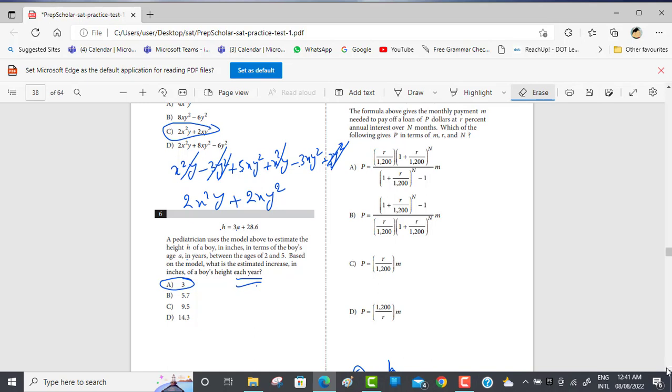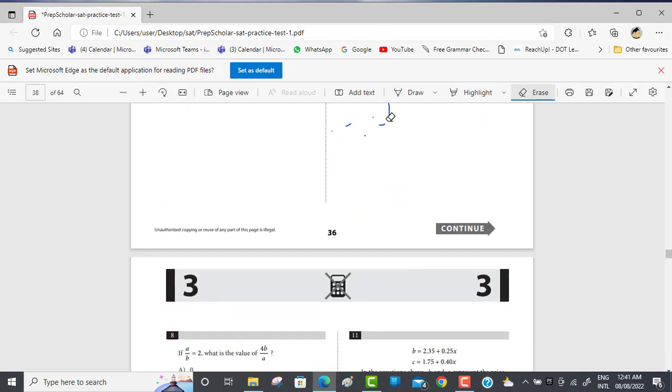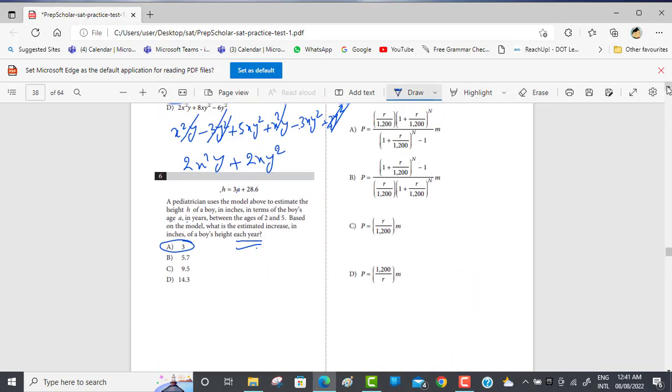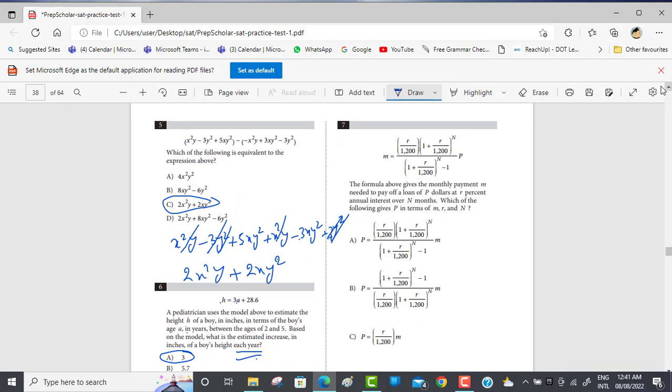After that, we will talk about exercise number 7. In this type of exercise, we have a formula, variable m in terms of variable p, and we need to find p in terms of m.